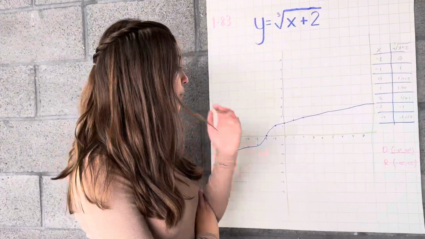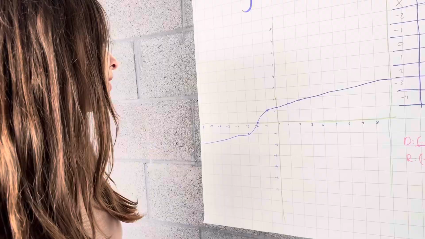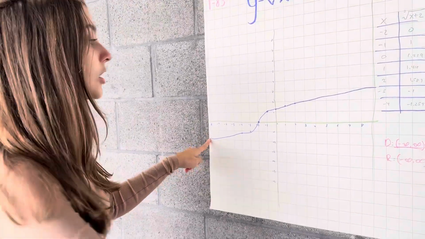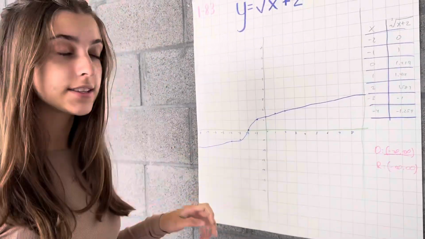And going on off of that, you guys may be wondering, what is the domain and what is the range? Well, we know that if you have an endpoint, that's where it's going to end. But here, we obviously don't have any endpoints. They go on forever, which is why it's infinity.